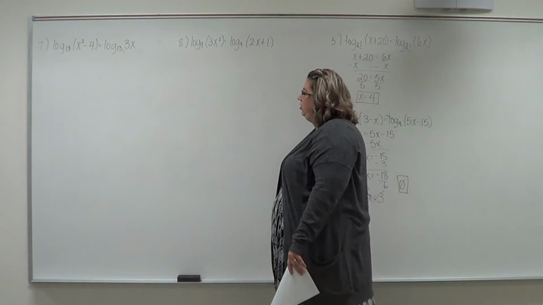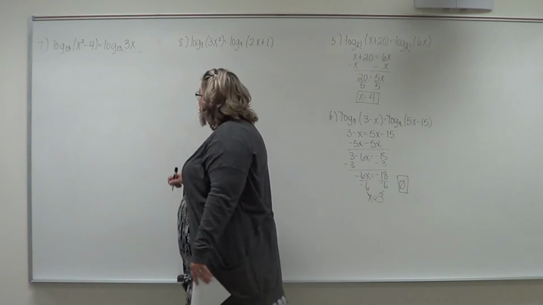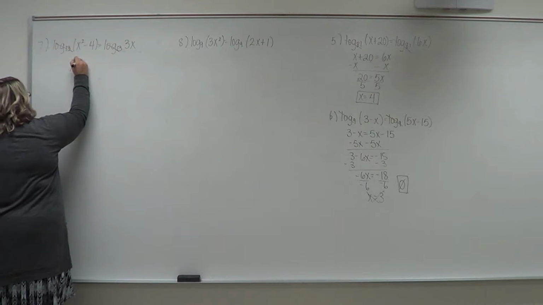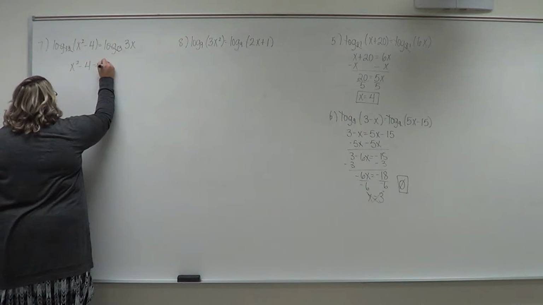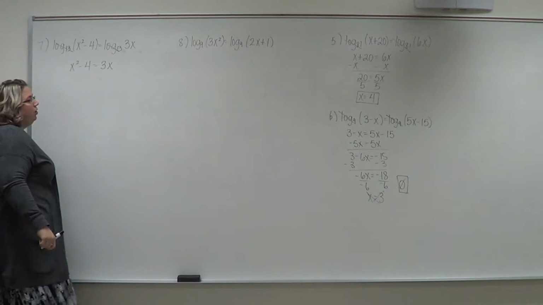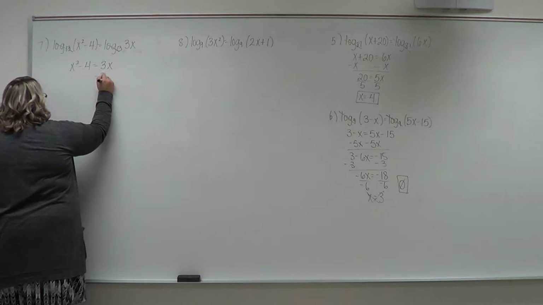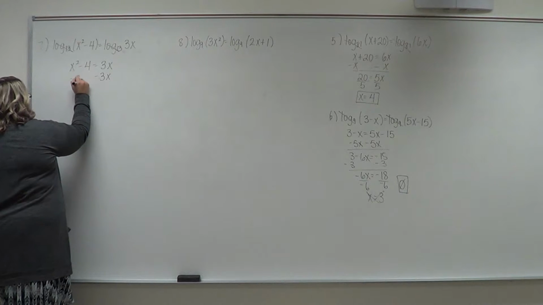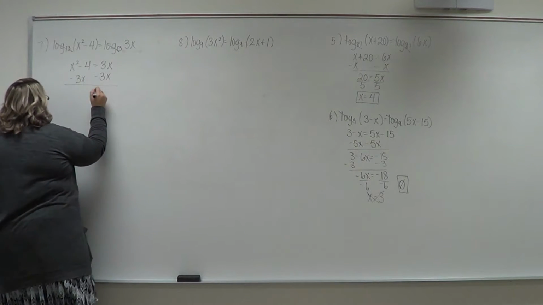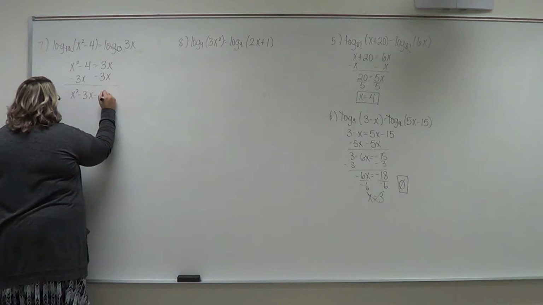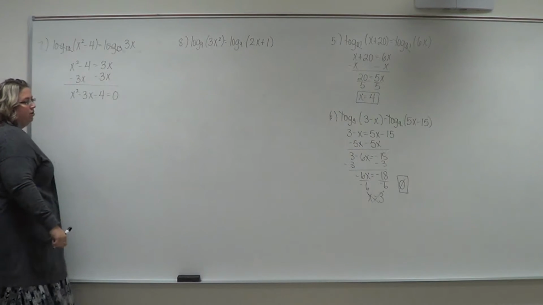Okay, so number 7, they're both log of 13s. So the log of 13s cancel. So I have x squared minus 4 equals 3x. Okay, this is a quadratic. So in quadratic, you need to get everything on the same side. So I'm going to subtract the 3x. So I have x squared minus 3x minus 4 equals 0.